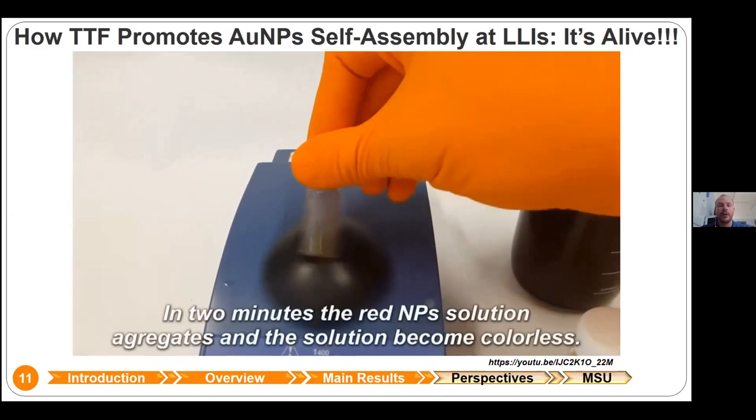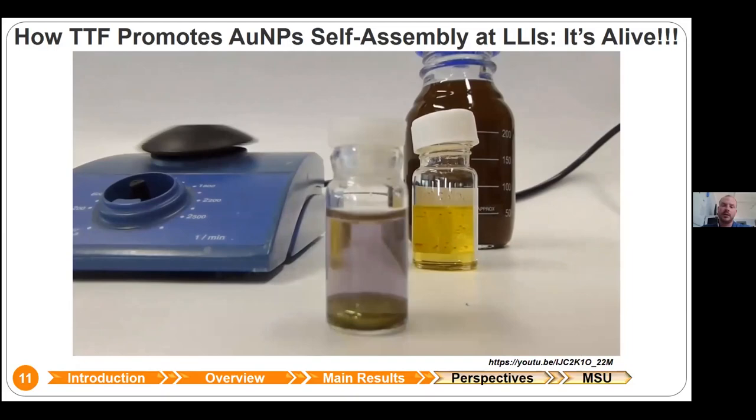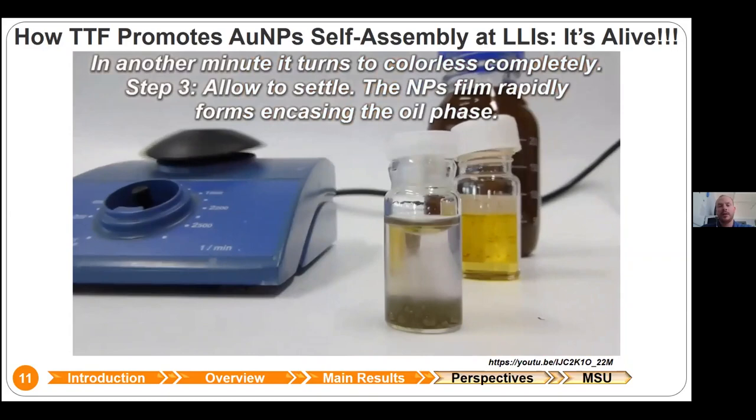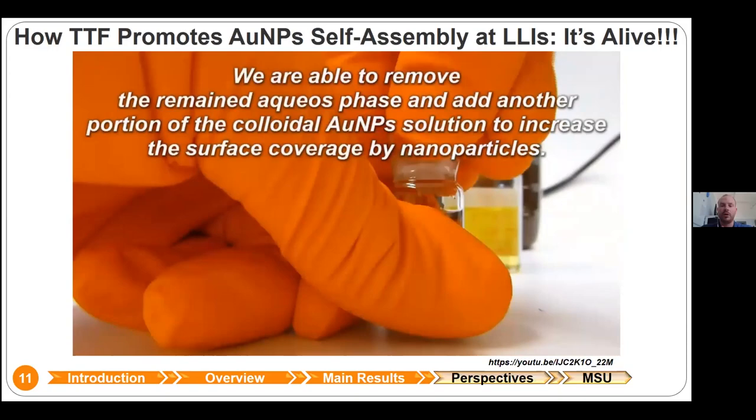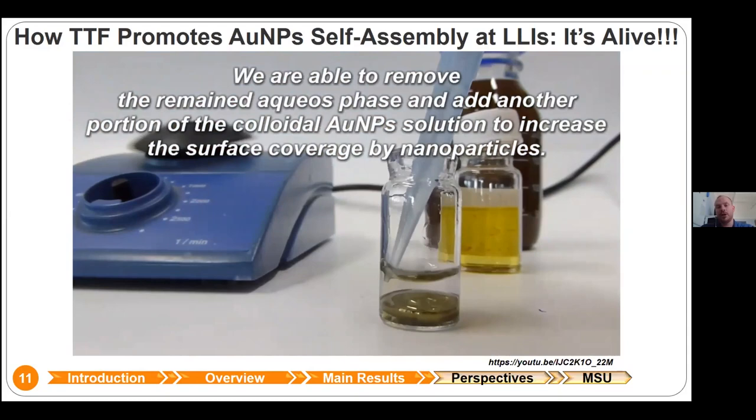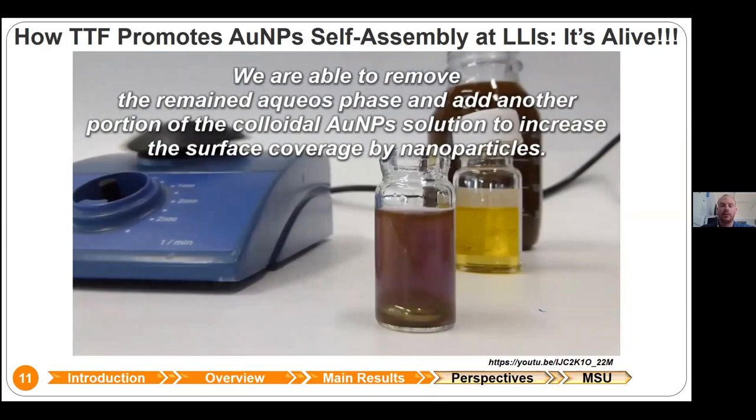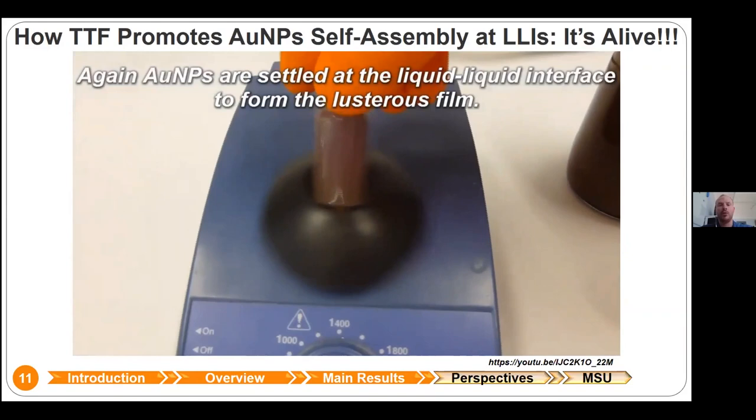And nanoparticles start to sediment, to settle at the liquid-liquid interface, and we shake once again, and we completely remove nanoparticles from the aqueous phase. Of course, we can change the solution. We can add more fresh solution of gold nanoparticles, and shake once again, and it becomes more and more lustrous film.